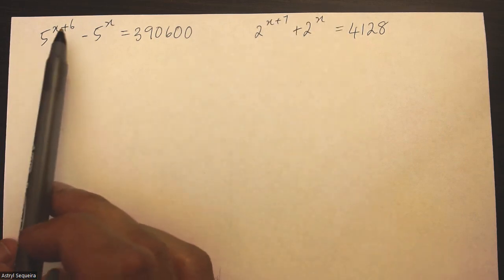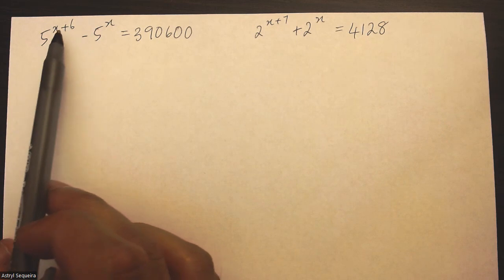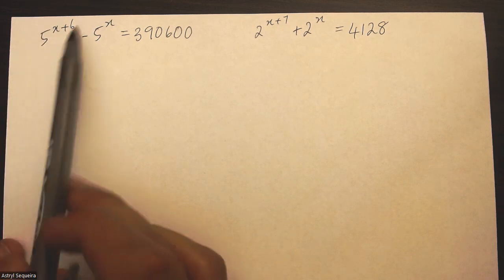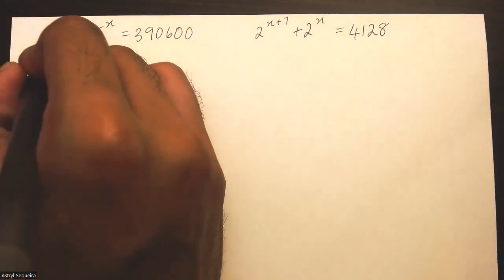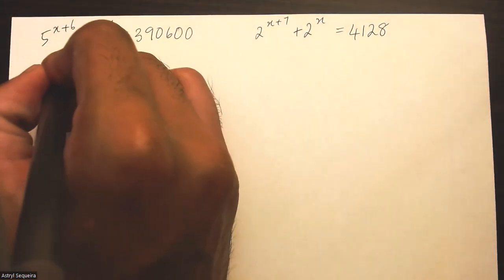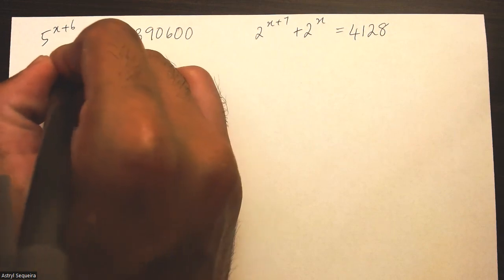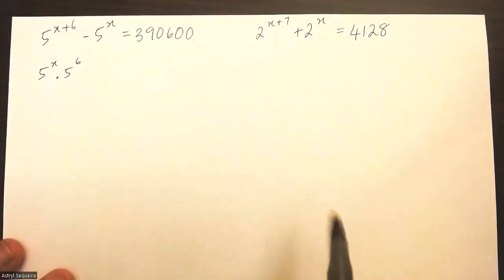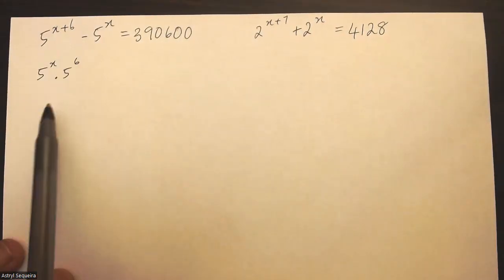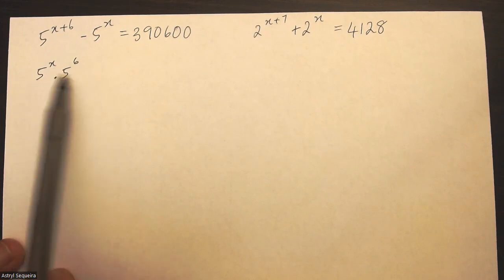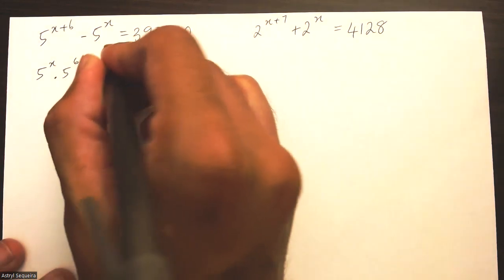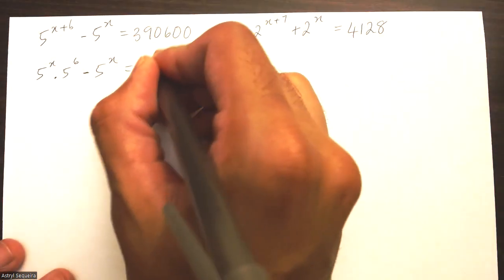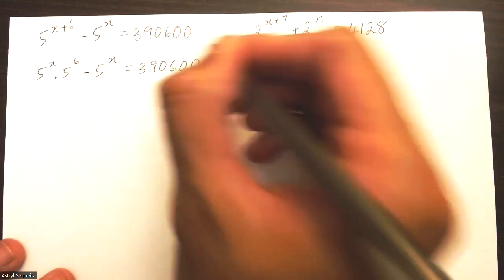So whenever you have an addition or subtraction in the exponent, you want to start by first splitting this up using your rules of exponents. So I can split this into 5 to the power of x times 5 to the power of 6, because if you're adding in the exponents, you can split them up into two terms and it'll just turn into multiplication. We have minus 5 to the power of x equals 390,600.